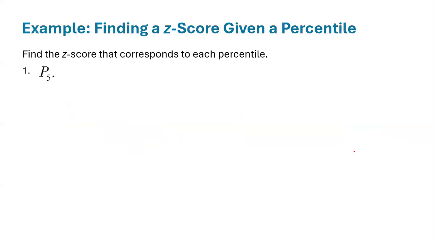Next question is to find the z-score that corresponds to this percentile. P sub 5, or P5, means the 5th percentile. That means you're looking for a z-value that 5% of data are on the left side of. So the area to the left is given to you, and that area is 0.05. Looking at the body of the z table, look for 0.05 and see what z-value corresponds to that.